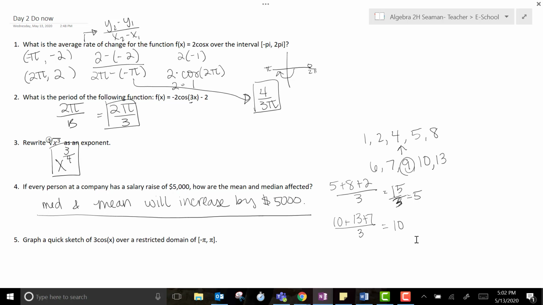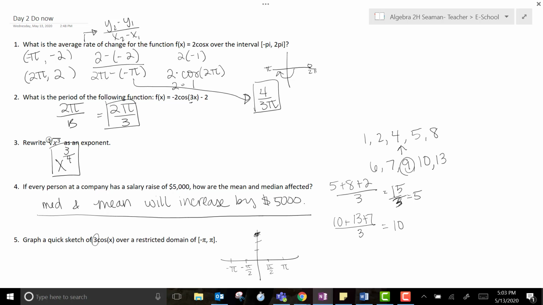Last one here. Graph a quick sketch of 3 cosine of x over the restricted domain negative pi to pi. Great. Okay. I know that this 3 is just an amplitude change, so I'm going to get myself a quick little graph here. So I know that I usually count by pi over 2, so negative pi over 2, negative pi, pi over 2, positive pi. I know that cosine of x is positive 1 at 0, but with that 3, we're going to go up to positive 3.